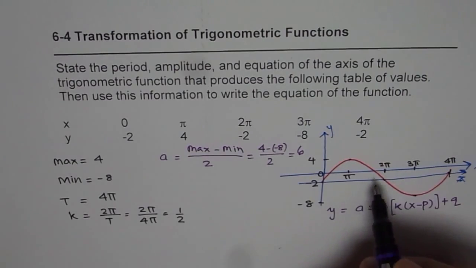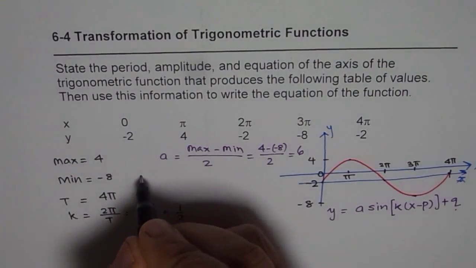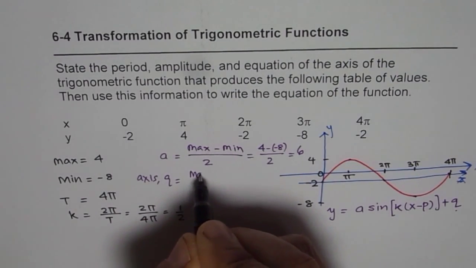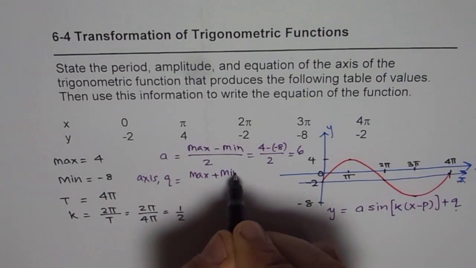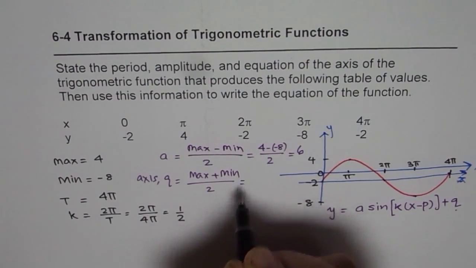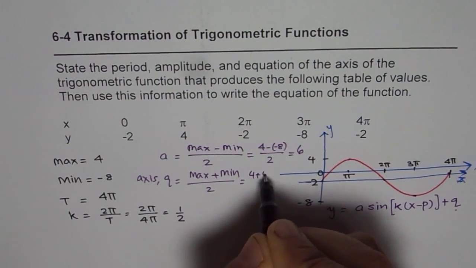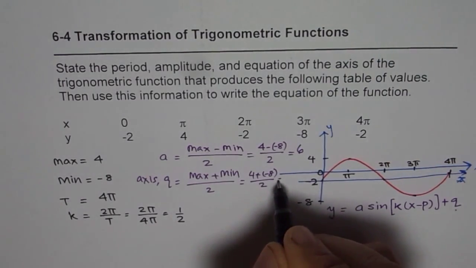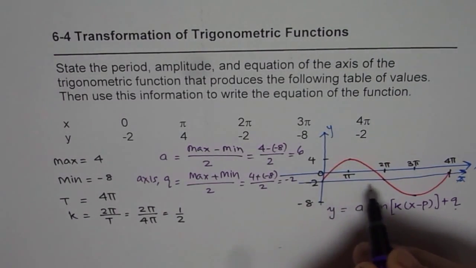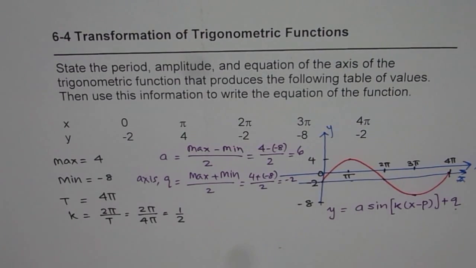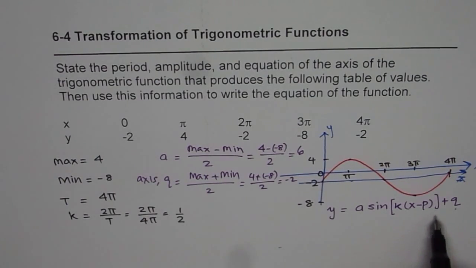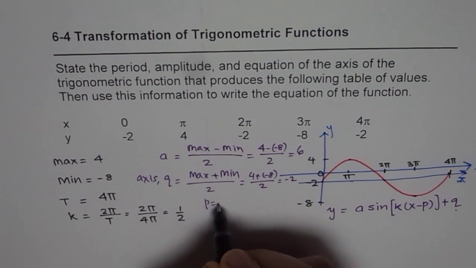The axis, which is q for us, is equal to maximum plus minimum divided by 2. In this case it is 4 plus minus 8, which is minus 4, divided by 2, or minus 2. So the axis is at y equals minus 2, as you can see from here. We know all the parameters, and for the shift, since the sine wave starts from 0, p is 0 for us.